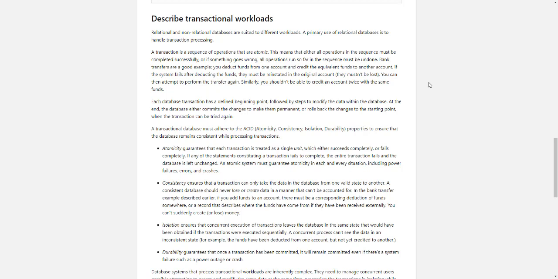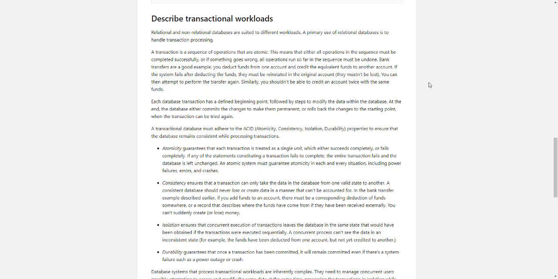A transactional database must adhere to the ACID (atomicity, consistency, isolation and durability) properties to ensure that the database remains consistent while processing transactions. Atomicity guarantees that each transaction is treated as a single unit, which either successfully completes or fails completely.